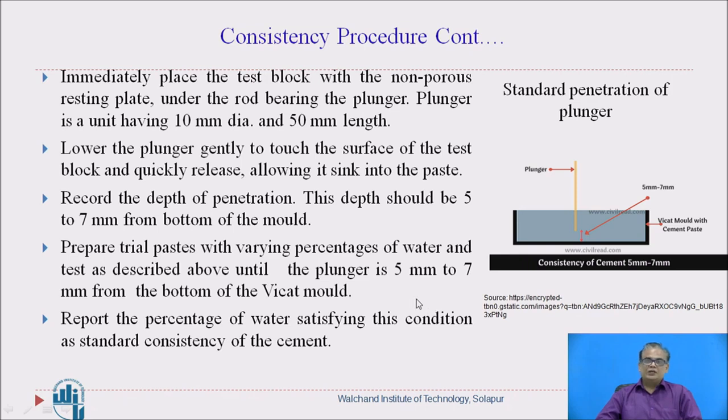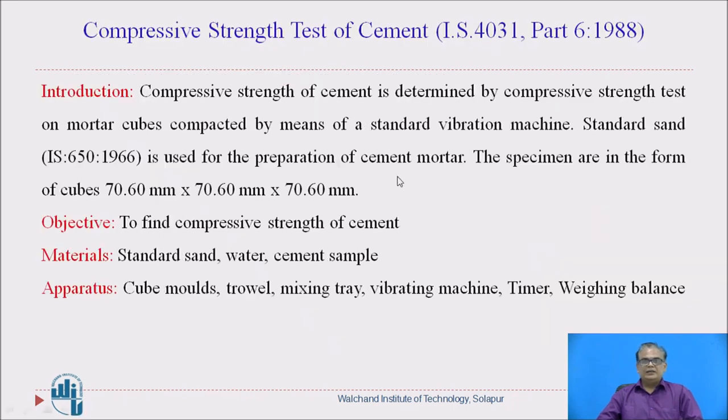Otherwise, the percentage of water is changed, the mix is changed, and this particular test is again repeated till we satisfy this particular condition, and that particular percentage is taken as the percentage consistency for that particular cement. Now let us see the compressive strength test of cement, which is performed as per IS 4031 part 6 1988.